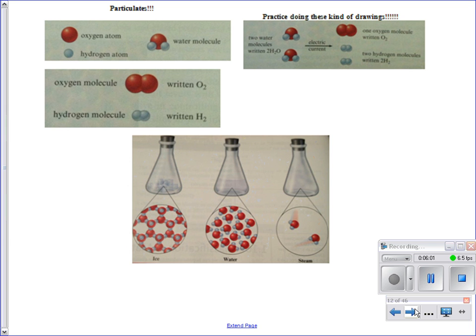So I'm not going to sit here and make you draw it right now, but I want you to keep it in mind, and I want you to practice when you can. And you're going to have to be able to draw things like single atoms and how they change to make compounds.